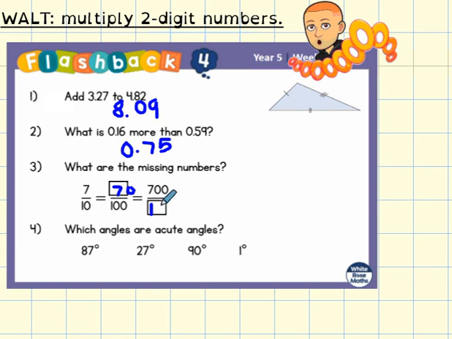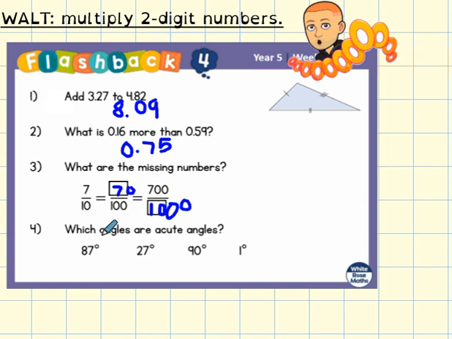10 times 100 would give me 1000. So these three fractions are all equivalent. Remember, equivalent means they look different, but they represent the same value.